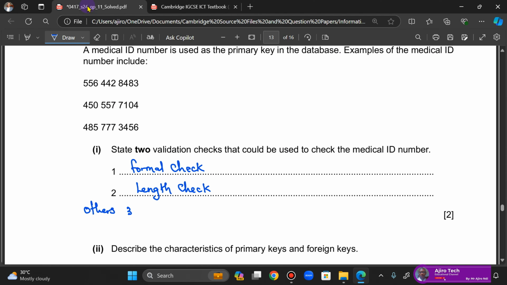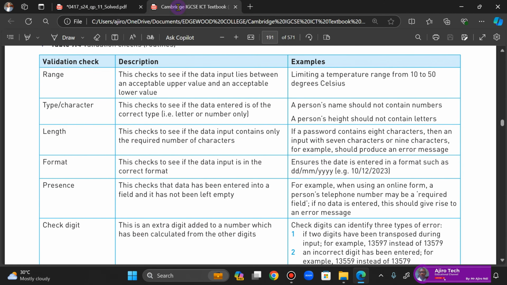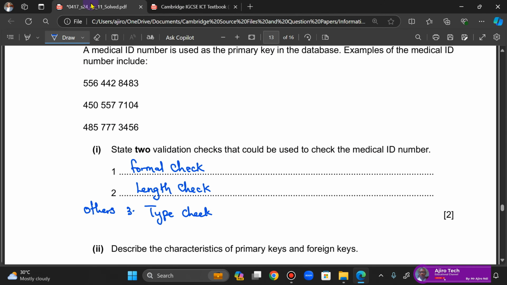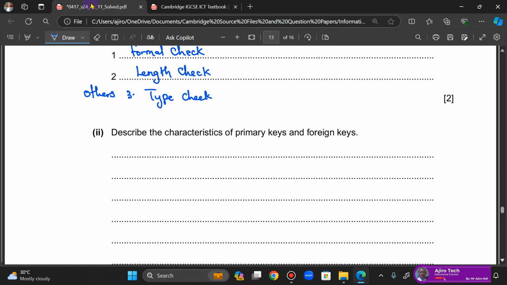Okay, let me just put this as 3. So type check. Okay. What else do they have? Check digits here, check digits. So I'm just going to go with these 3. I'll just go with these 3, right?